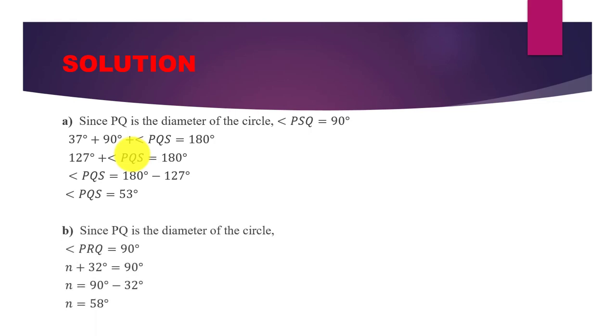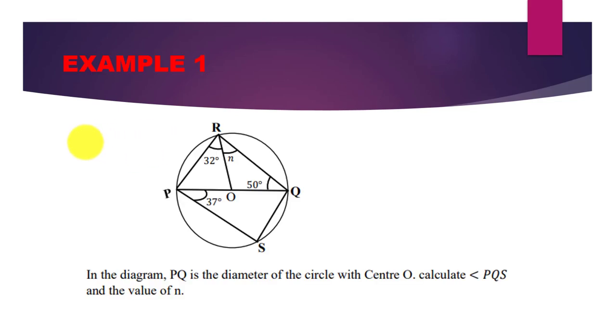Also, angle PRQ is 90 degrees. Let's go back to the diagram. Now, from the diagram, we know that PQ is a diameter and PQ subtends an angle at point R on the circumference. Since PQ is a diameter, it means that this angle, that is angle PRQ, is 90 degrees by this theorem.